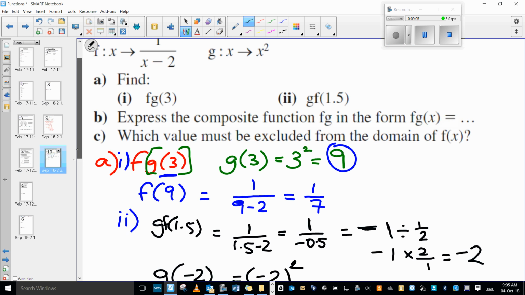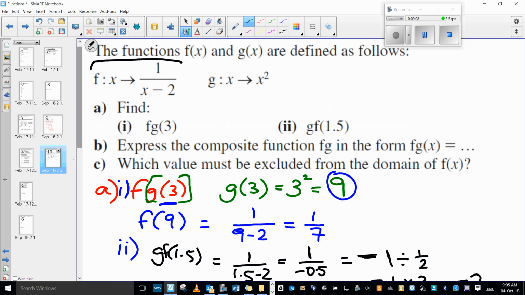So remember, we're looking at this here. So what are we going to write instead of 1 over x minus 2? Okay, so we've said that g, which is this, is going to replace any x's in the f function. So what are we going to write? Yeah. So what will we write? Awesome. That's it.